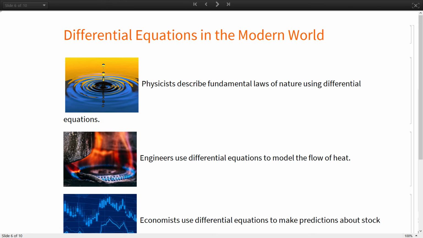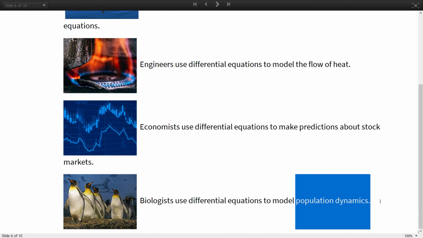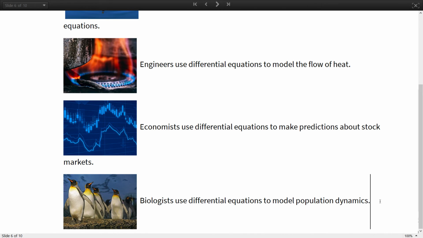Differential equations appear in many systems in the real world, spanning numerous fields of study. As a few examples, physicists describe the fundamental laws of nature using differential equations. For example, Newton's laws to describe classical mechanics and Schrödinger's equation to describe quantum mechanics are both differential equations. Engineers model heat flow as well as fluid flow in nozzles and pipes, electric current in circuits, and many other phenomena by using differential equations. Economists use differential equations to model and make predictions about the stock market, while the population dynamics of various animal species around the world are modeled by biologists using differential equations. These are only a few of the examples where differential equations come up in real-world applications.